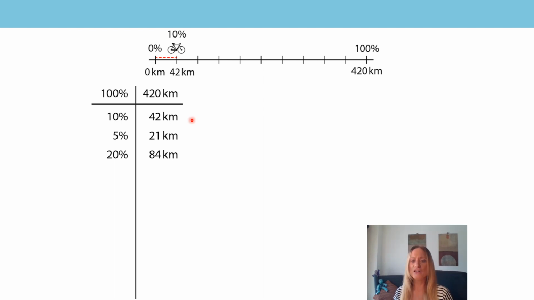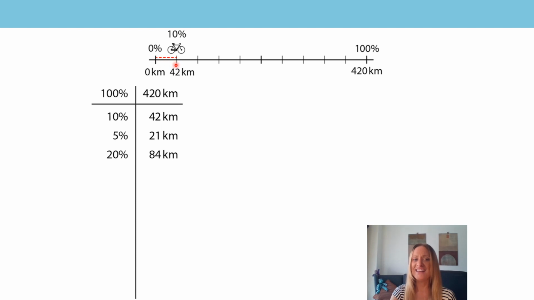What did you think? Is 5% 21 kilometres? Yes, it is. How did you know? Where would 5% be on my number line? 5% would be here, wouldn't it? Because 5% is 5 hundredths. Excellent. It's not 50 hundredths, is it? Where would 50 hundredths be? 50 hundredths would be here. That's a half, isn't it? And this is 10 hundredths. So 5 hundredths would be here, wouldn't it? 5 hundredths, 5%. And actually we can see, can't we, that is halfway, isn't it?